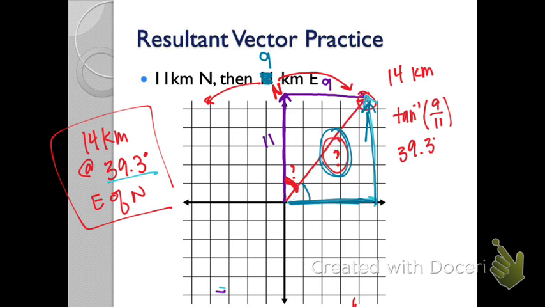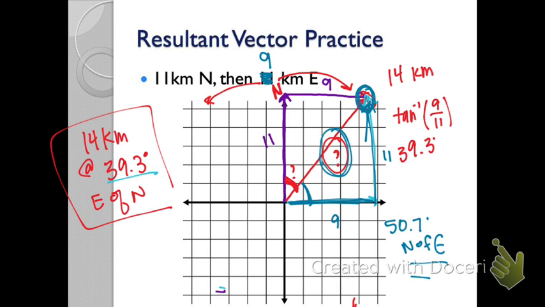The angle would be different. It would be complementary. It would add up to 90 with this guy, right? So really, if I was going to do this, with 11 and 9, I'd go second tangent of 11 over 9, and I would get 50.7 degrees north of east. Both of them are acceptable answers because they both take us to exactly our ending point.